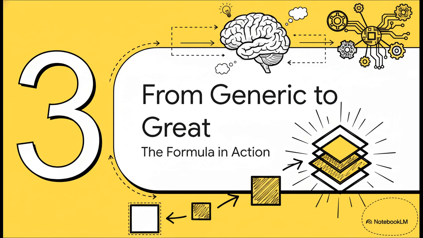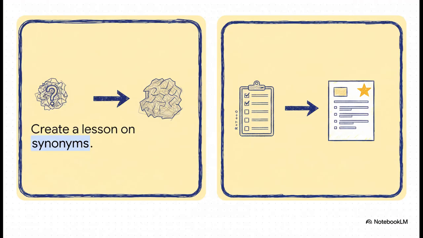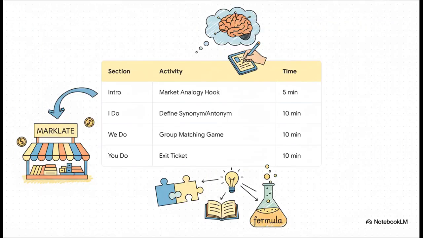Now let's see what happens when we put it all together and go from something totally generic to something genuinely great. Okay, just look at the difference here. It's night and day, right? On one side, you have create a lesson on synonyms, and that's going to get you that boring, generic result we all hate. But on the other side, we have our full formula prompt. It's specific, it's packed with rich detail, and it gives the AI everything it needs to become a truly useful partner.